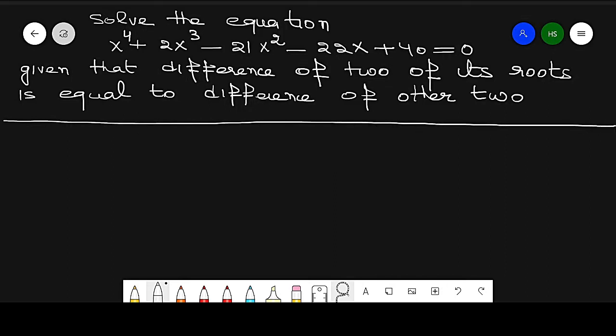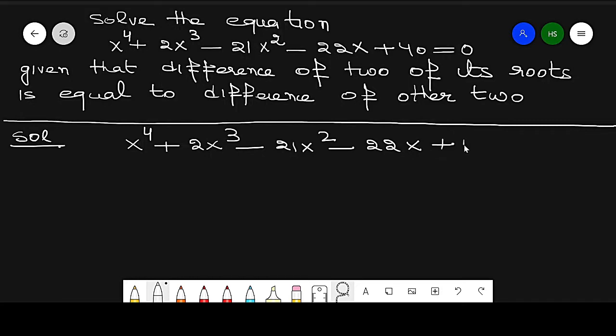So number one, it is a biquadratic equation, so it has four roots. The given equation is x raised to power 4 plus 2x cube minus 21x square minus 22x plus 40 equal to 0. So this is equation number 1.